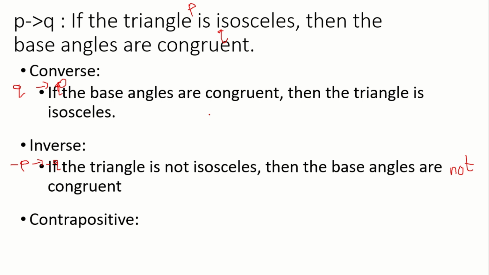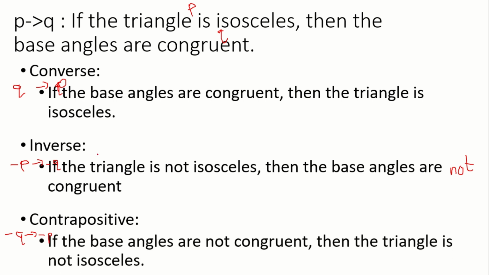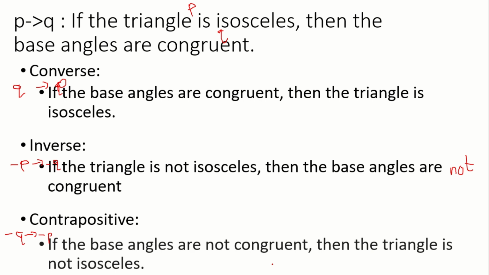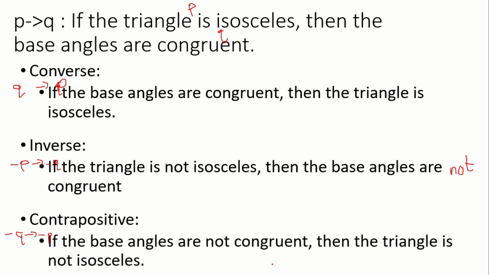Okay? And the contrapositive is the negation of the conclusion implies the negation of the hypothesis. So let's start with the negation of the conclusion. If the base angles are not congruent, then the triangle is not isosceles. Okay, so from a conditional statement, we can have these other statements: the converse, the inverse, and the contrapositive.